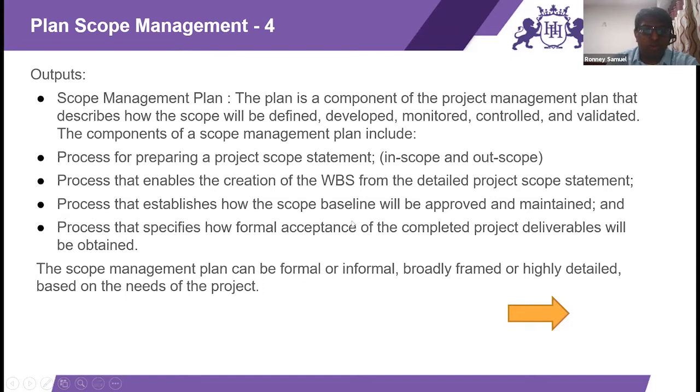It establishes how the scope baseline will be approved and maintained, who has the authority to create a scope baseline, and how it is maintained with respect to minor revision, major revision, and when it can be changed. The process specifies how formal acceptance of the completed project deliverables would be obtained. Will it be given by the customer's manager, or the quality team? Will each team lead give their own approvals? How is it going to be? The scope management plan can be formal, informal, broadly framed, or highly detailed based on the needs of the project.